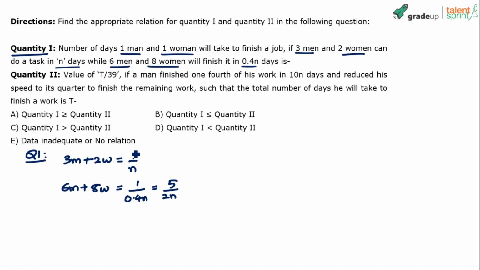We know 3m plus 2w equals 1 by n, and 6m plus 8w equals 5 by 2n. Two equations and two variables. Can you not solve? You can solve. You can find out what m and w are. Once you get m and w, you have to find out m plus w in terms of capacity, and that capacity will give you the number of days. Unitary method. Very easy to solve, right? So solve for m and w.